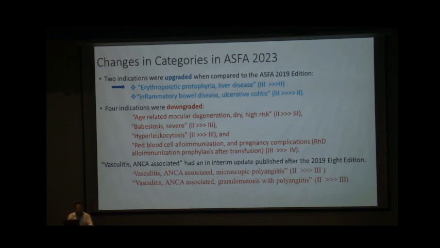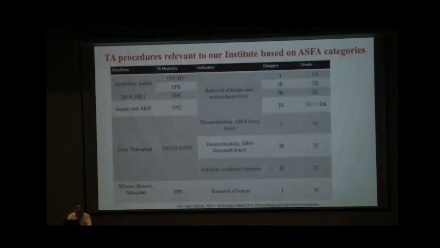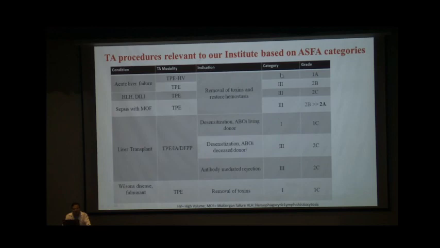Age-related macular degeneration, dry high risk, is from category 2 to 3. Babesiosis, severe, from category 2 to 3. Hyperleukocytosis is again downgraded, red blood cell alloimmunization, and in vasculitis, if it is ANCA-associated, they have also been downgraded. So the therapeutic apheresis procedures relevant to our institute based on the ASFA categories are: acute liver failure, TPE, high volume TPE, category 1, and if it is standard volume, it's category 3 with moderate evidence.